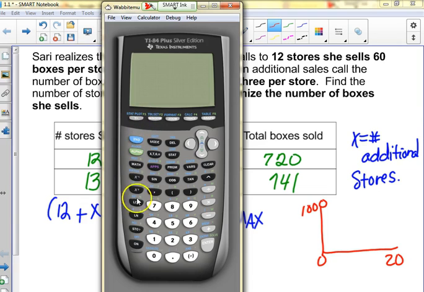Hello, where's my low? There we go. Or not. What was it, guys? 60 minus 3x? Okay, so window, we said maybe 0 to 20 and 0 to 1,000.